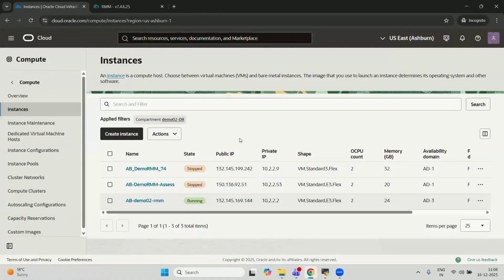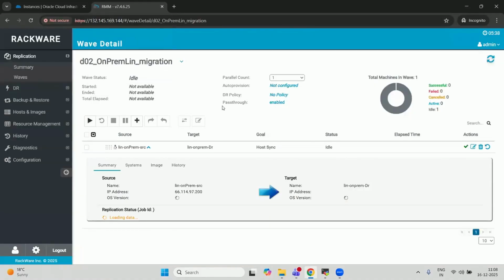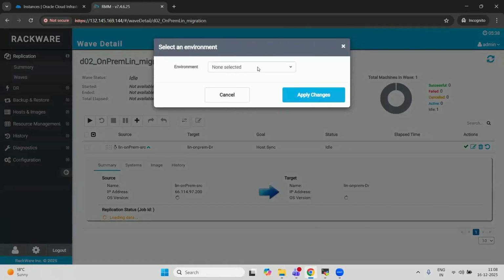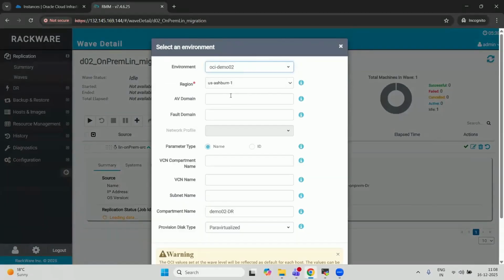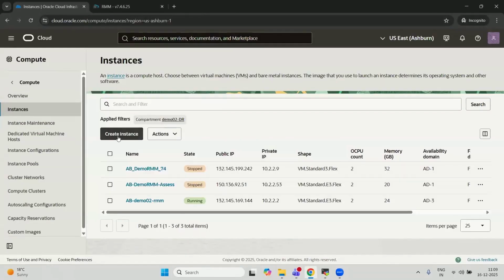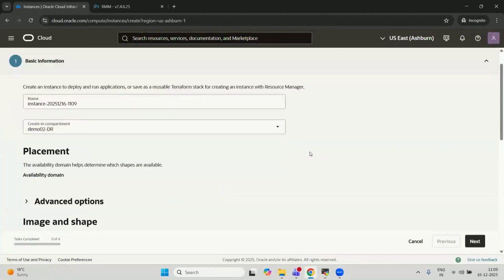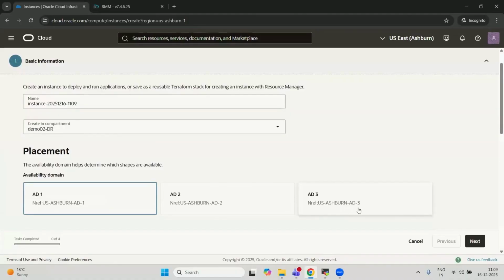And then once we have provided these details, we also need to let RMM know about the API access to my OCI account so that it can automatically create the target machines for me. So for that, I need to add a cloud user, basically an IAM user with the required API privileges. I've already added that. And then you need to provide certain details like availability domain, VCN, compartment, subnet. And this all comes from your OCI account on the destination side. So let me quickly copy the availability domain from here.